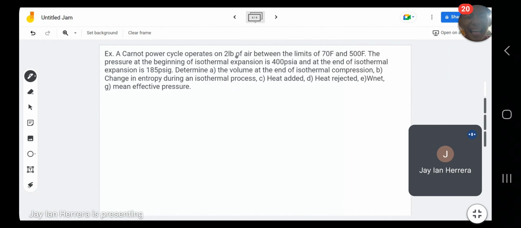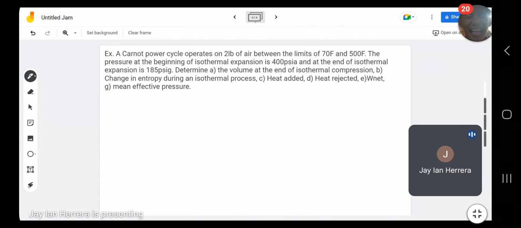Extend tayo ng konti. A Carnot power cycle operates on 2 pounds of air between the limits of 70 degrees Fahrenheit and 500 degrees Fahrenheit. The pressure at the beginning of isothermal expansion is 400 psia, and at the end of isothermal expansion is 185 psig. Determine the volume at the end of isothermal compression.